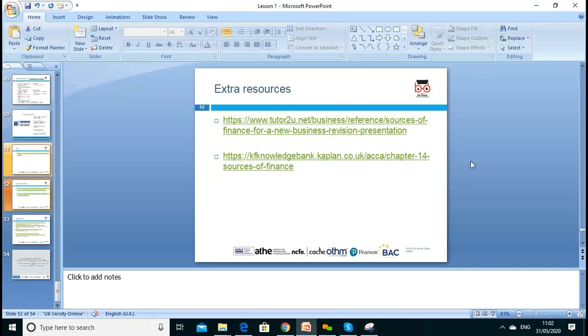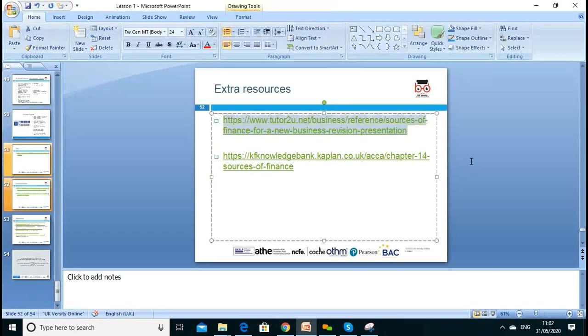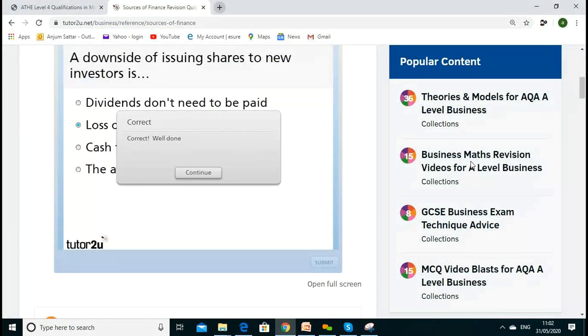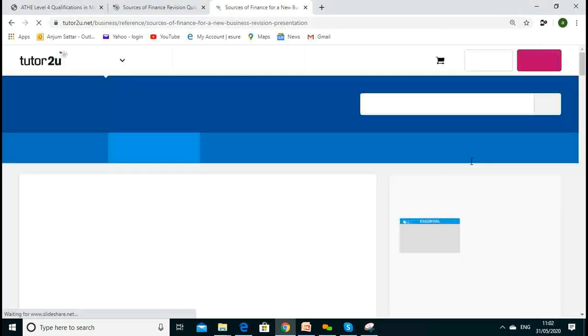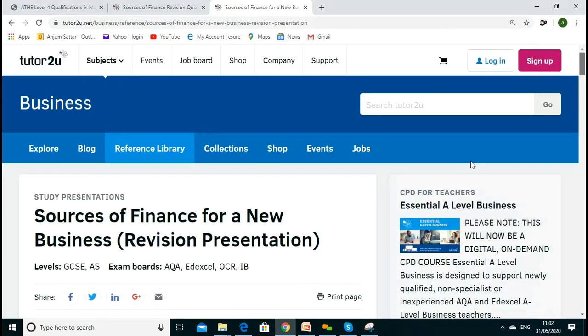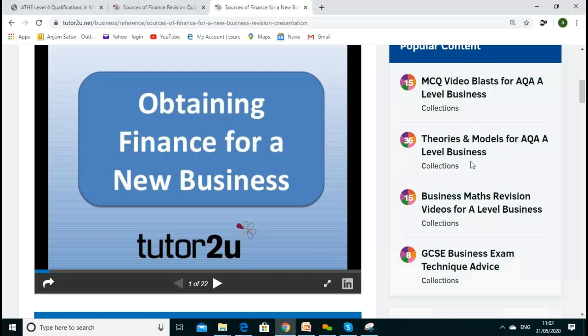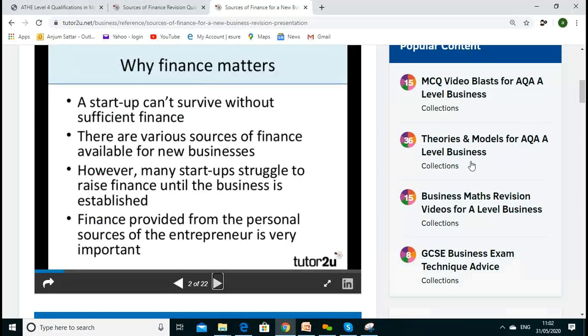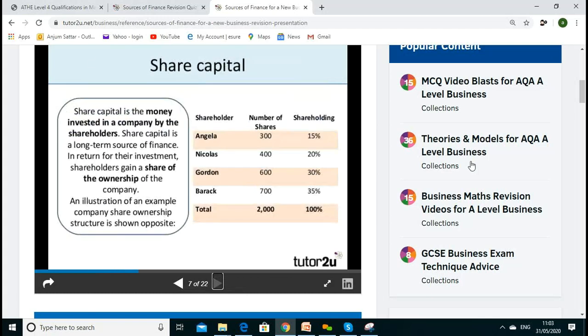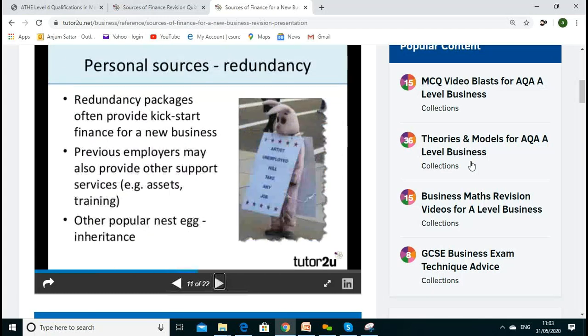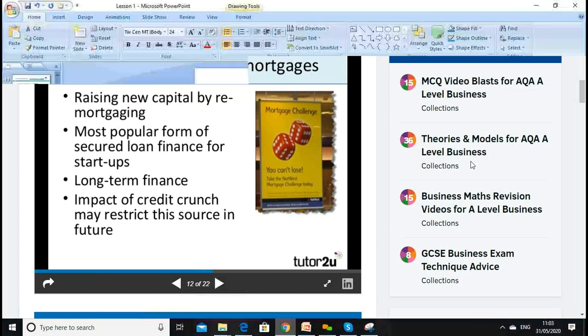Then we have extra resources. Just copy and paste this link and you can look at a different slide deck with some facts and figures as well, which explains the concept I covered. Maybe you can go deeper, because at level 4, which is the first year of a degree at university, we need to make sure we have a good understanding of sources of finance, key considerations, internal, external, cost, return, and profit. All this is quite good to look at.